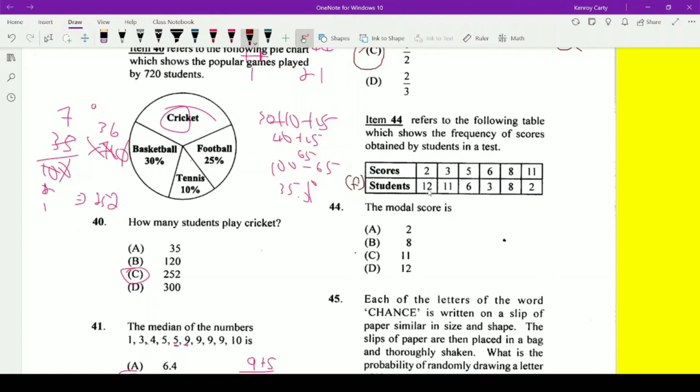So this is saying 12 persons got 2. Alright? 11 persons got 3. So there are going to be 12 times that you see 2, 11 times that you see 3, 6 times that you see 5, 3 times that you see 6, 8 times that you see 8, and 2 times that you see 11. Which number are you going to see the most? That score must be 2, because you see 2 12 times. That is how many students will have gotten 2, which makes 2 the modal score. So we have to be very careful that we don't choose the frequency when finding the modal score. Alright, so that's A as in apple. Let's take this down to question 45.